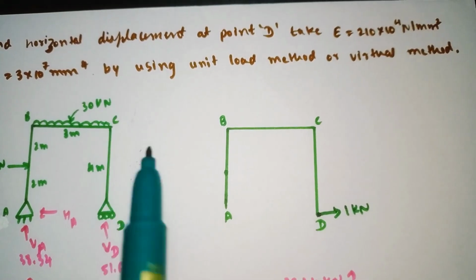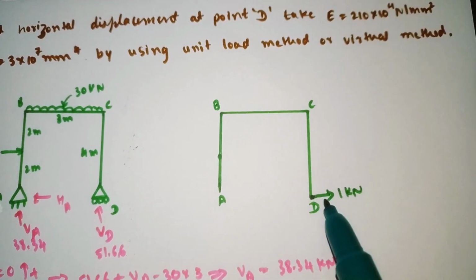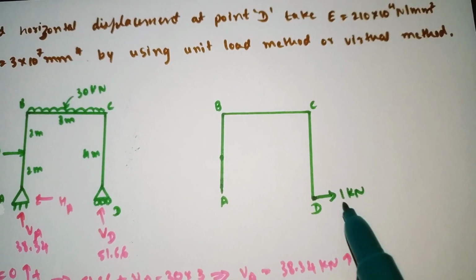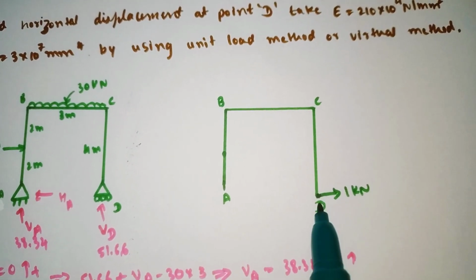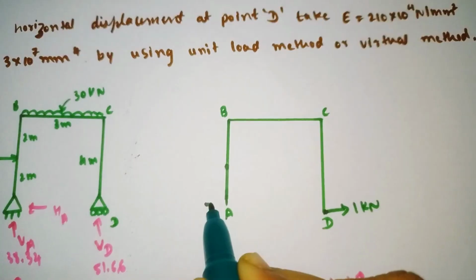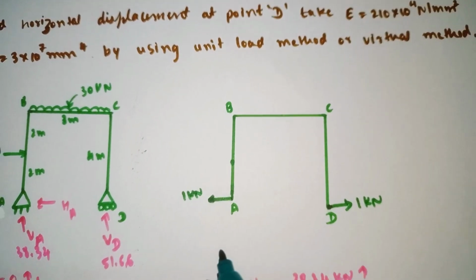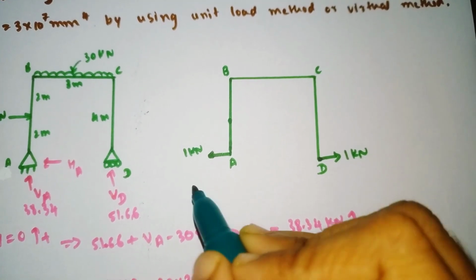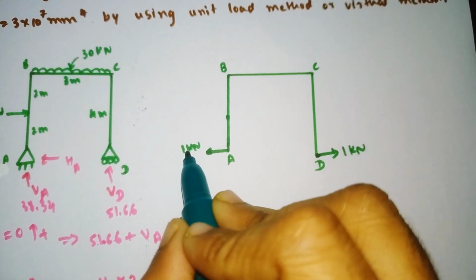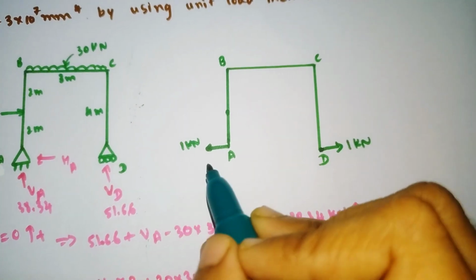So they said to find the horizontal displacement at point D, that's why, according to the problem, we need to apply 1 kilonewton here. To balance this load we need to apply 1 kilonewton here also in this direction, because our frame should always be in equilibrium. So that's why, to balance this, I have applied the 1 kilonewton load here in this direction.